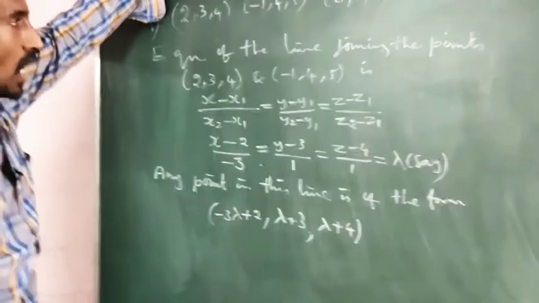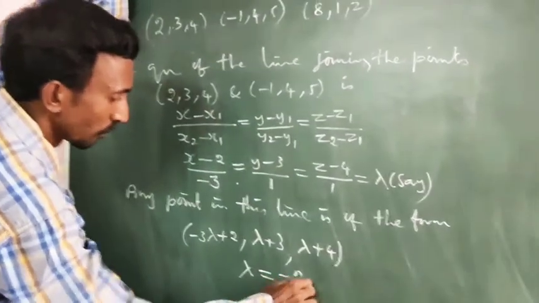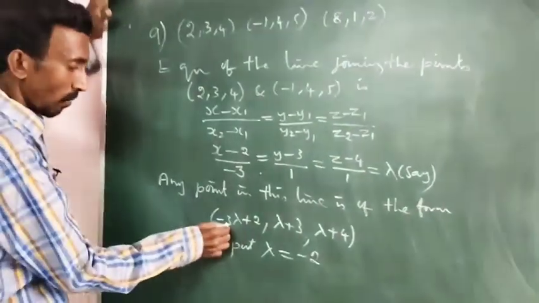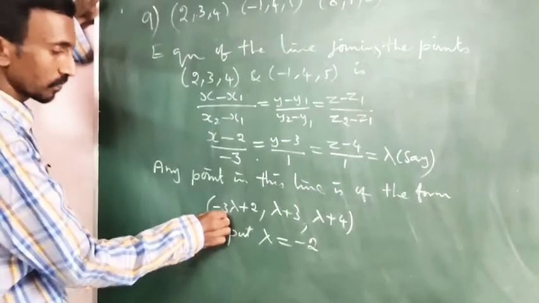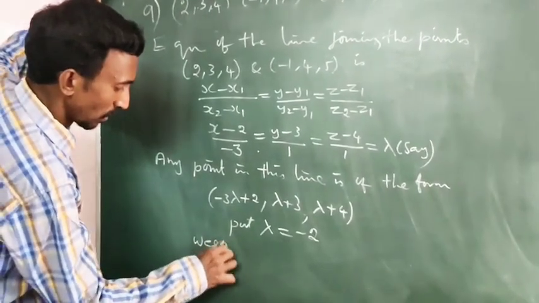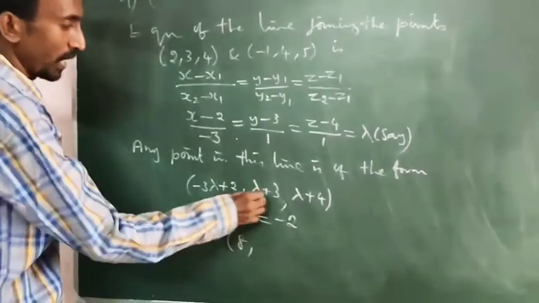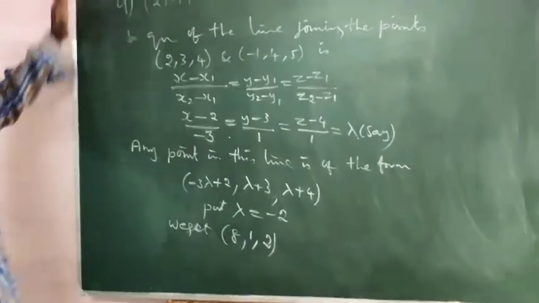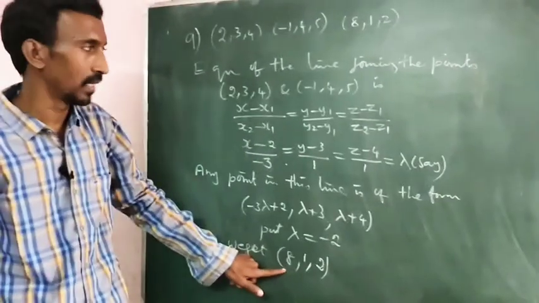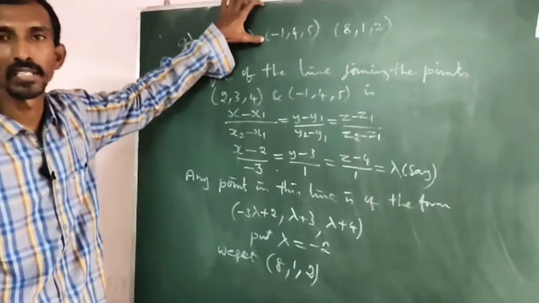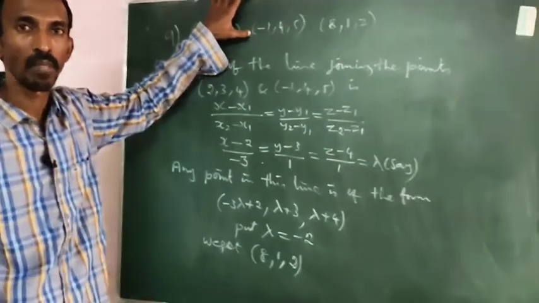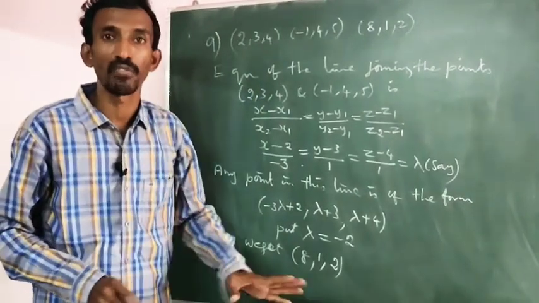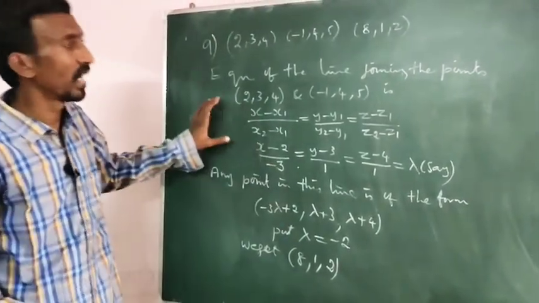For example, if we put lambda equal to minus 2, what do we get? Minus 2 into minus 3 is 6, we get (8, minus 2 plus 3 which is 1, and minus 2 plus 4 which is 2). So for some lambda we are getting the third point, therefore the 3 points are collinear. That is the final conclusion. I am repeating once again, don't prove the box product value 0, therefore collinear, that is wrong. This is the way to prove this question.